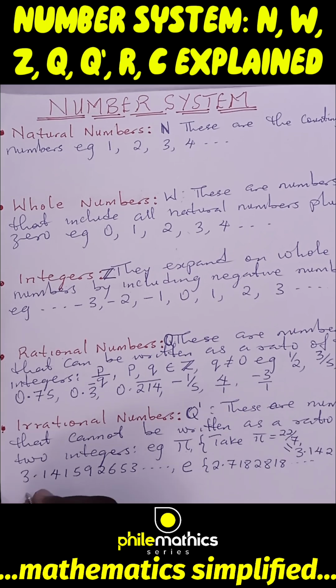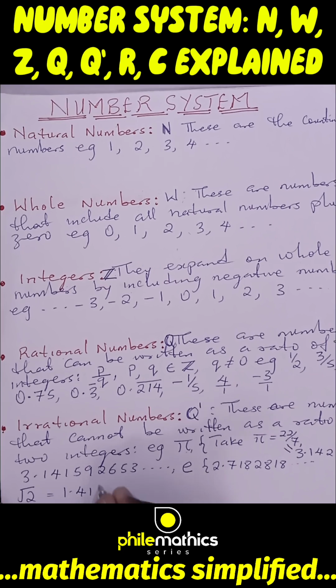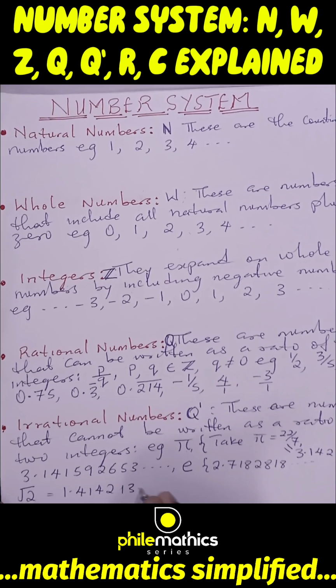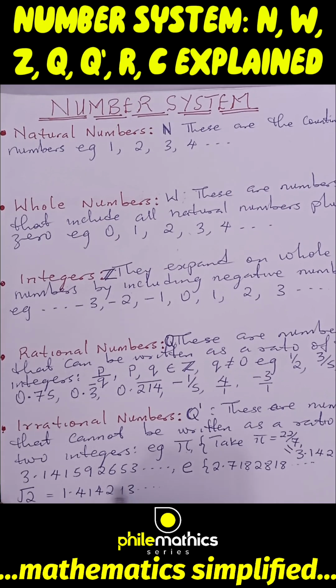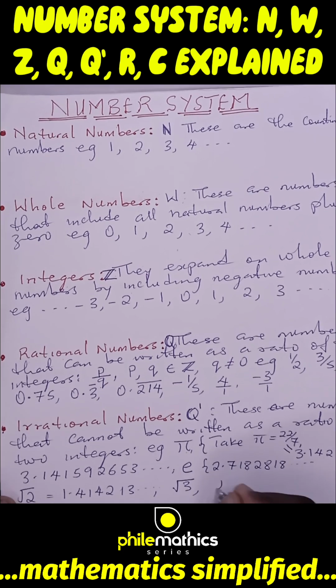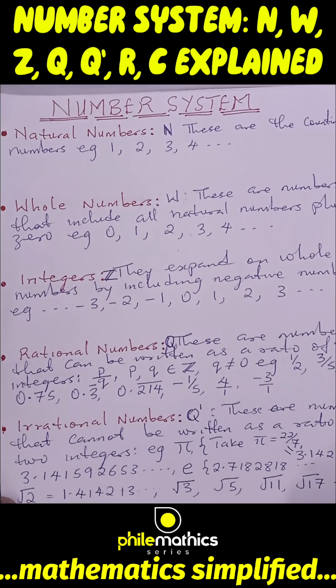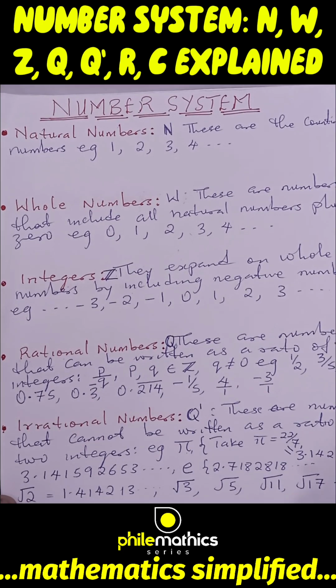Other examples are root 2. Root 2 is 1.414213 and so on. They are non-recurring decimals. We cannot put root 2 as a fraction. And others are root 3, root 5, root 11, root 17, and so on. These are what we call irrational numbers because we cannot put them as a ratio of two integers.